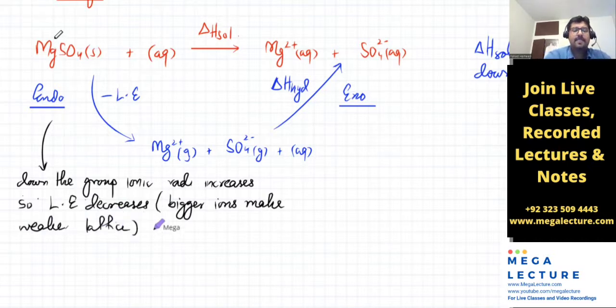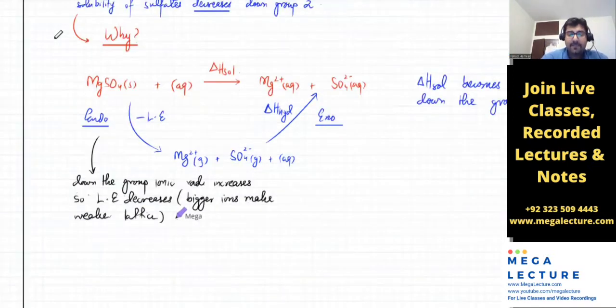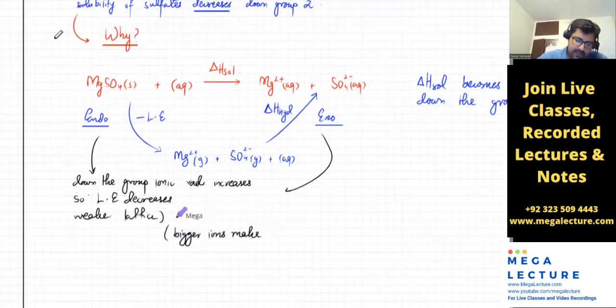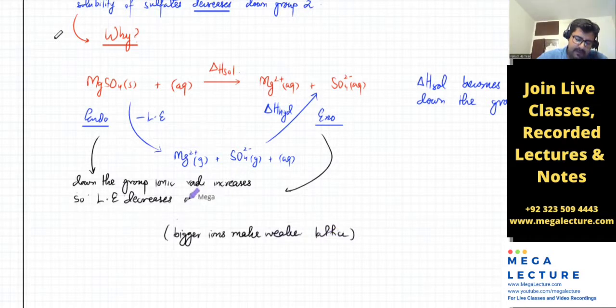ठीक है, ये सारा clear है कि this is going to decrease. Both of them would actually decrease because bigger ions will also make weaker bonds with water as well. You got bigger ions, so down the group ionic radius increases, so lattice energy and enthalpy change of hydration, they both decrease.